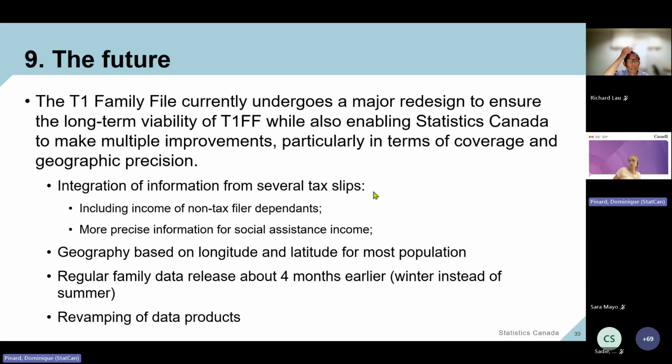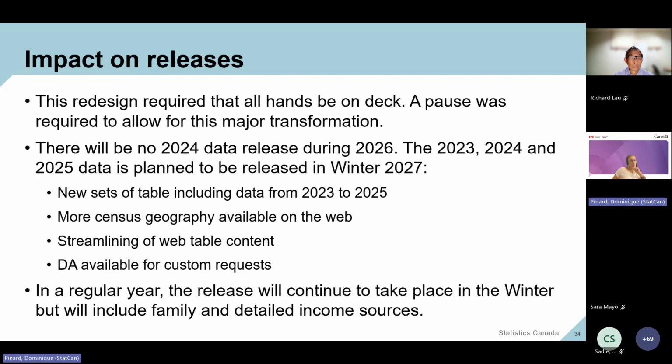The regular release will also be a little earlier. So we talk about 4 months earlier, depending on if you're looking at the final release or the winter release. It's 4 months earlier or at the same time, and there is a big revamping of products, where we are terminating the web tables and we're going to be starting a new set of tables. This is the impact on release. We did a pause for 2024 data, so we didn't release 2024 TIFF data.